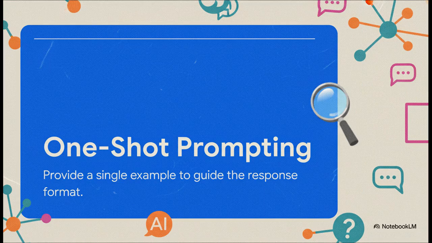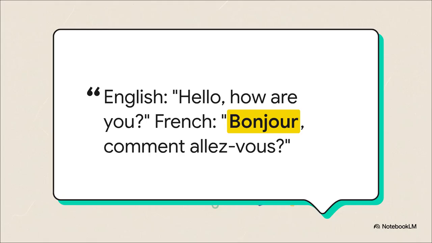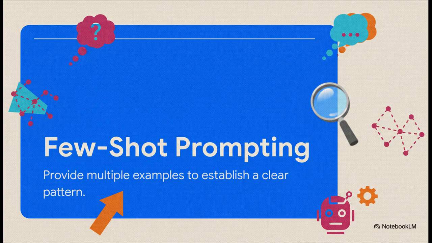All right, let's climb up to that next rung, 1-shot prompting. Now, this is where you give the AI just a single example. The goal here isn't to teach it something brand new, but to show it the exact format you want the answer to be in. Look at how this works with translation. By giving it one perfect example, we're not just saying, translate this. No, we're showing it the pattern. English, phrase, then French, translation. The AI sees that and just mimics the format for our new request. Simple, but so effective.